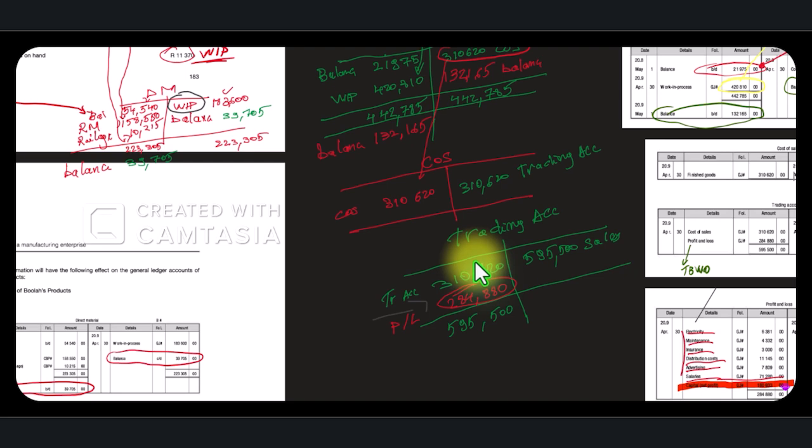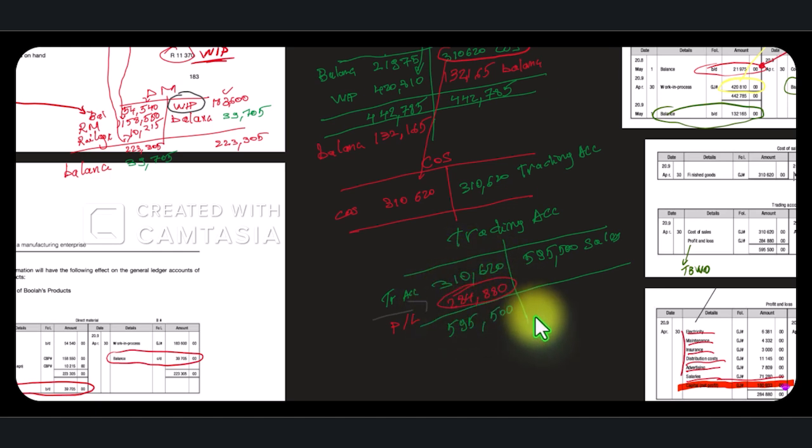But now when we're looking at the trading account, meaning when the actual trading happens, we're going to look at the cost of sales and sales, the actual selling. We're selling the finished goods in order to get money in, and that's how we get our profit. Remember, sales minus cost of sales gives us the gross profit. If the sales is greater than the cost of sales, we know we've made a profit. If the sales is lesser than the cost of sales, then we know that we made a loss.